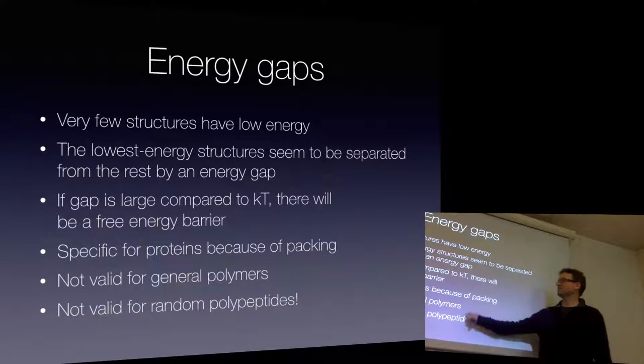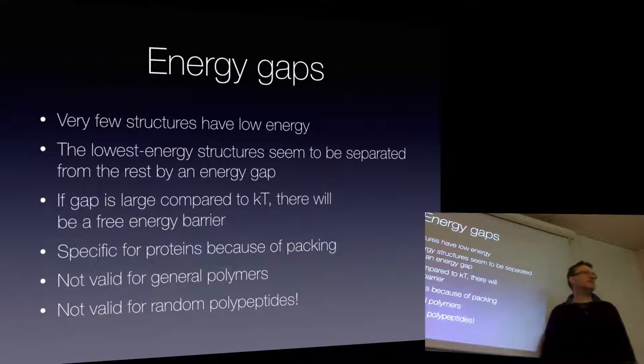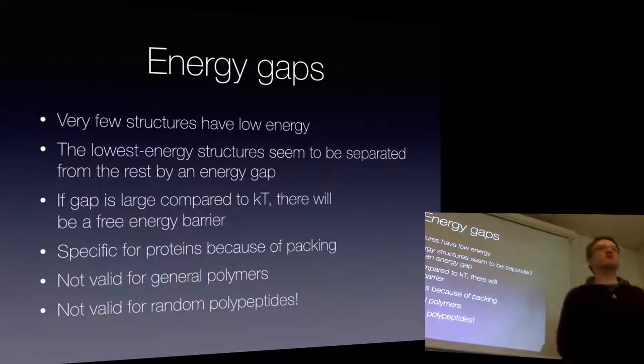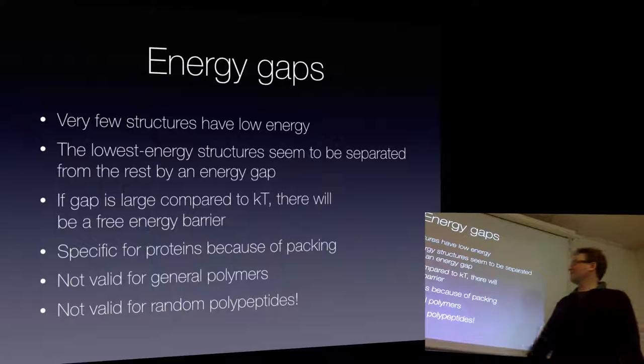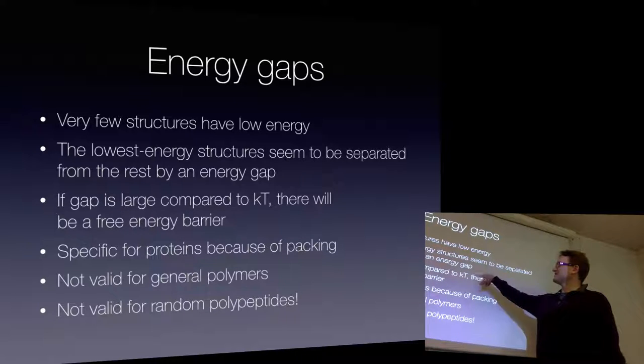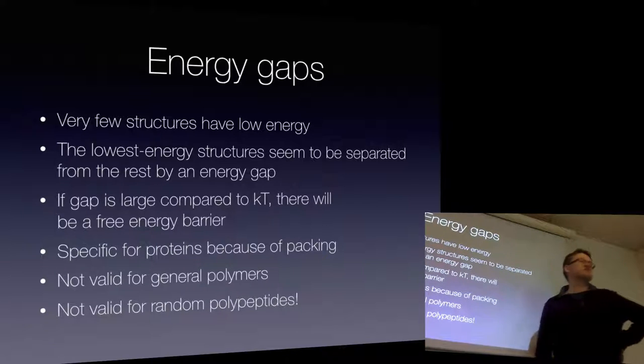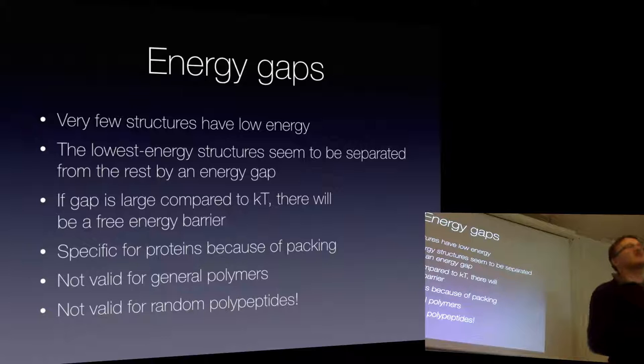This is not valid for polymers in general. And that's why if you heat plastic, it will gradually melt. So somehow the size of this energy barrier is going to be related to the form of the protein. And it actually turns out that's not valid for random polypeptides either. It's only real proteins that have one clear state that's much better than all the others. And there's an energy gap.